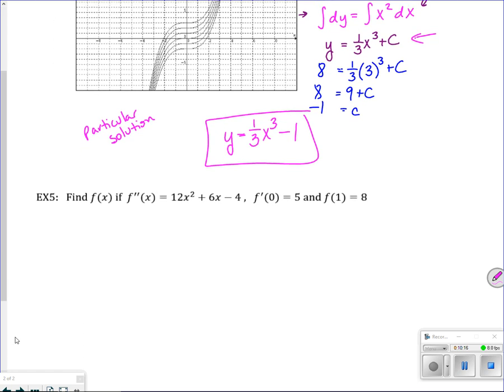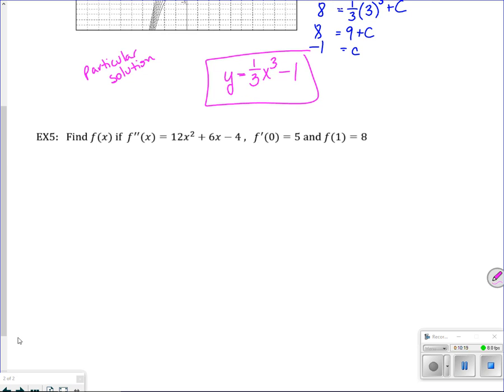It says find f of x if f double prime is that, and then they give you some information. Well, let's recopy that problem. If I have f double prime of x, I have all this stuff. Well, what do you think I'm going to do? If I'm trying to get from f double prime to f, what do I have to do? I have to integrate. So I'm going to integrate with respect to x on both sides. Well, if I integrate f double prime, what does that give me? Well, that gives me f prime.